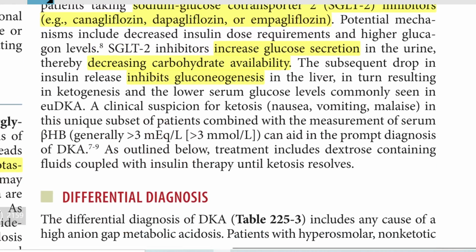And also, clinical suspicion of ketosis should be raised in patients who present with nausea, vomiting, malaise in this unique subset. Okay, and beta hydroxybutyrate value generally will be more than 3 millimoles, and that can aid in prompt diagnosis. And treatment includes dextrose containing fluids coupled with insulin therapy until ketosis resolves.